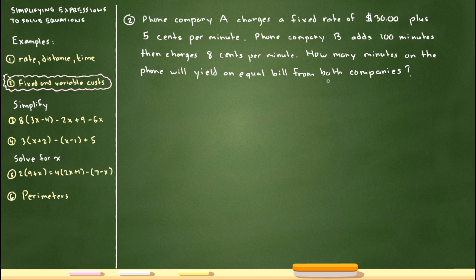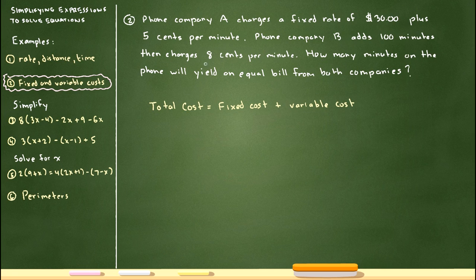Okay. So the total cost, you may remember this, we have the total cost is equal to a fixed cost plus a variable cost. So this is what we're dealing with here. Just like in the previous problem, we're dealing with rate, distance, and time. In this problem, we're dealing with the fixed cost and variable cost. We may have a fixed cost, we may not. We may have a variable one, we may not.